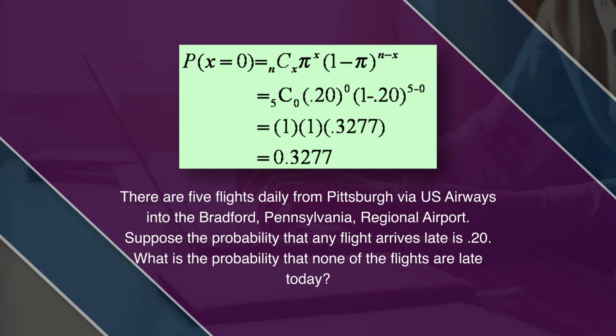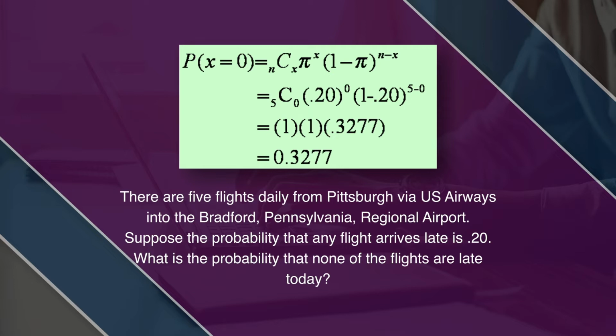So the probability of x equals 0 is the combination of n and x, times pi to the power x, times 1 minus pi to the power n minus x. That is the formula, where the combination is 5 choose 0, the value of pi is 0.20 and the value of x is 0. And 1 minus 0.20 is raised to 5 minus 0, because the value of n is 5.